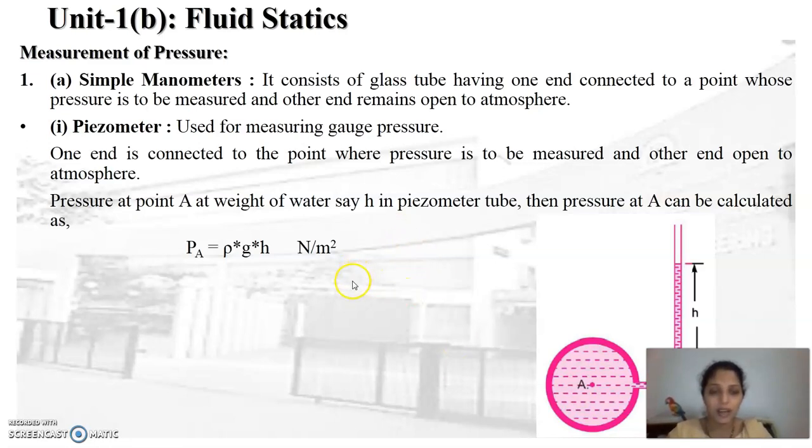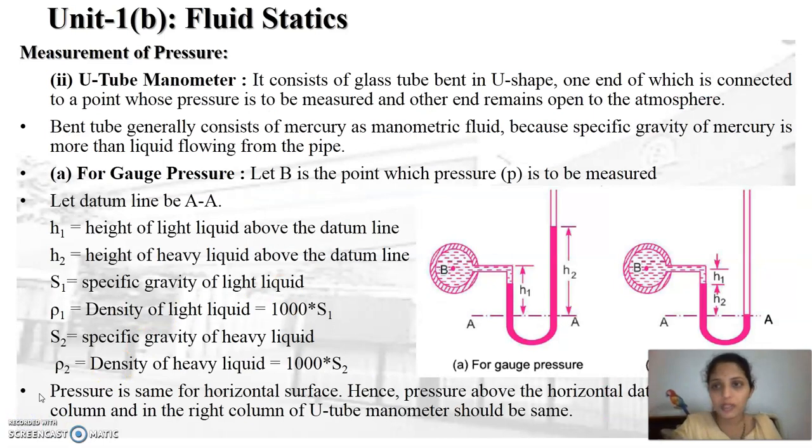And the pressure at point A we can measure in terms of Newton per meter square. The second type of simple manometer is the U-tube manometer. This U-tube manometer consists of a glass tube bent in U shape, in which one end of the tube is connected to the point whose pressure is to be measured, and the other end of the tube is kept open to the atmosphere. Now with this U-tube manometer we can measure the gauge pressure as well as the vacuum pressure.